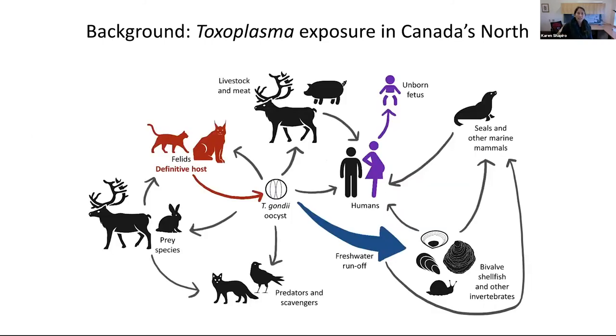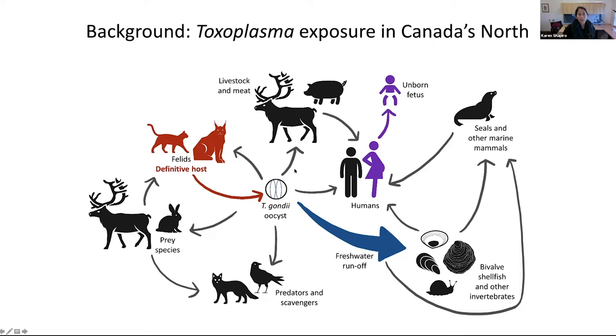So just to review the life cycle, this is actually a bit different from what Liz showed, because the life cycle that we developed for our work is very much focused on coastal California. Whereas when we're thinking about the system in a One Health context in the north, especially in the Arctic, you have to think about the different specific hosts and pathways that could be important for exposing people.